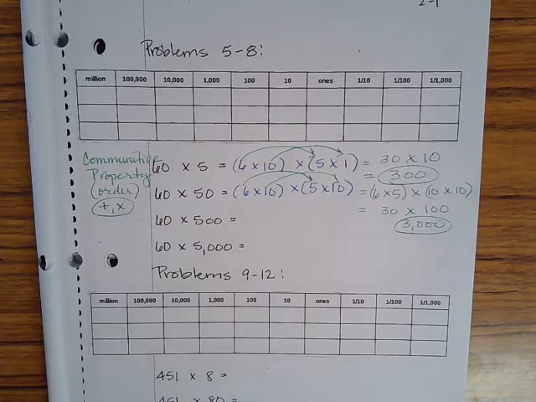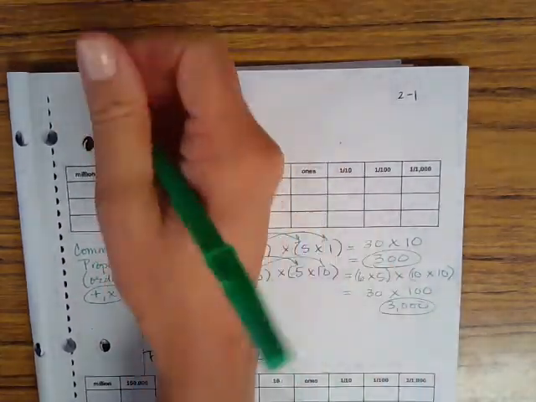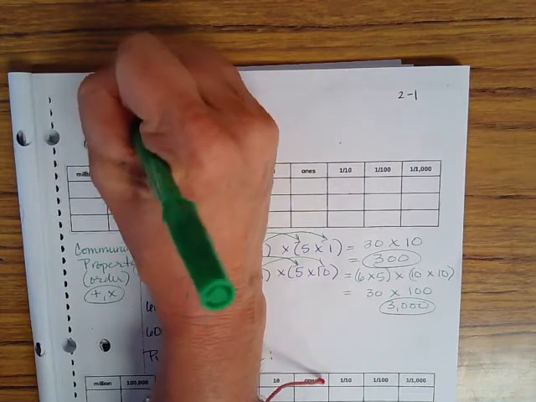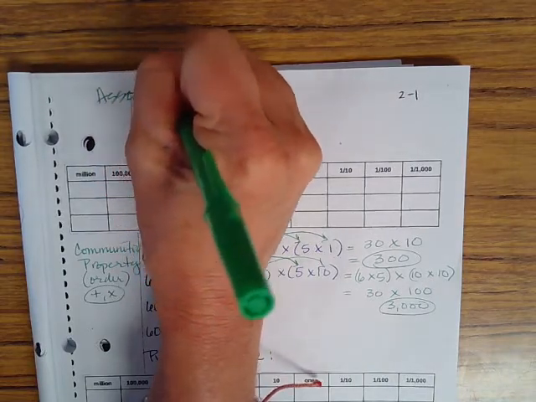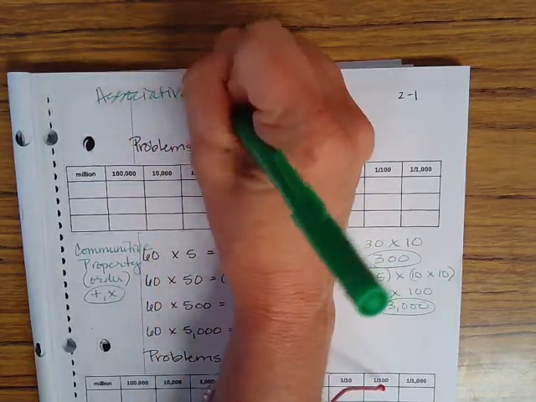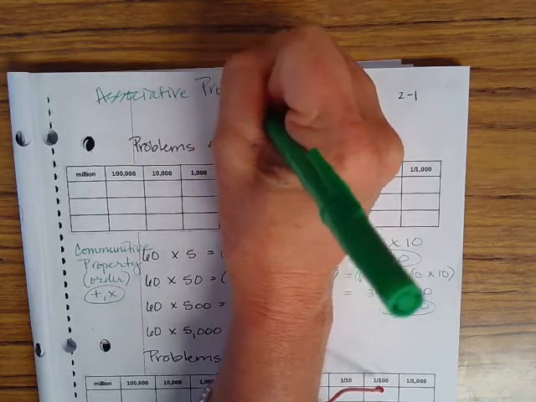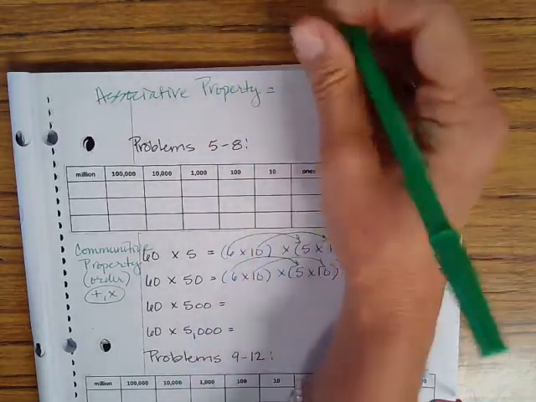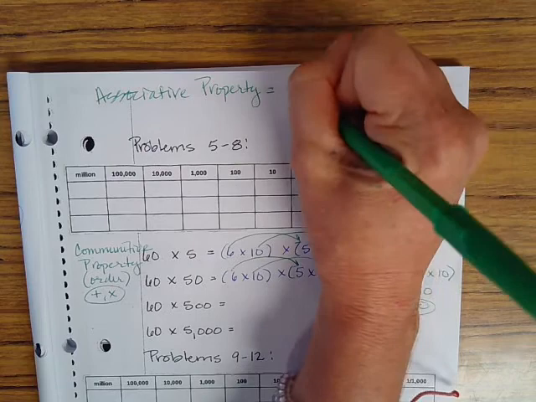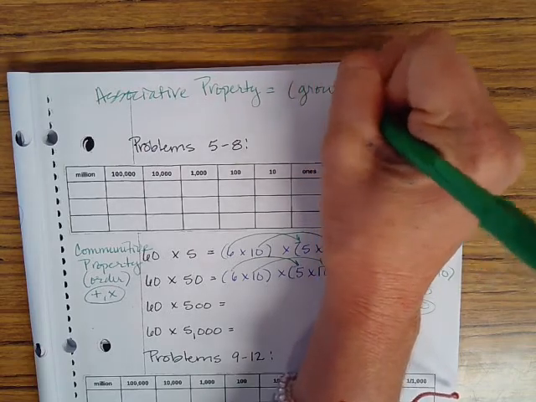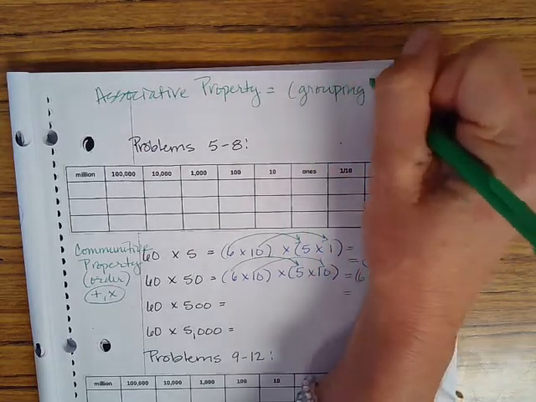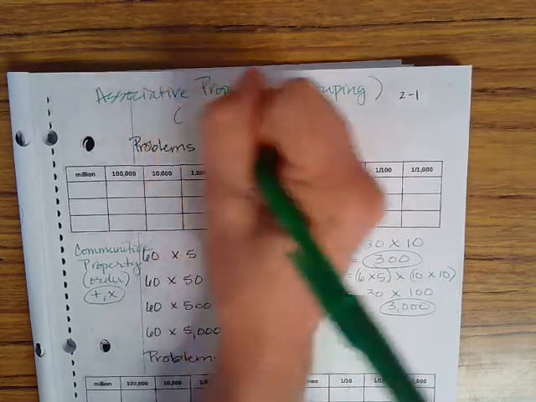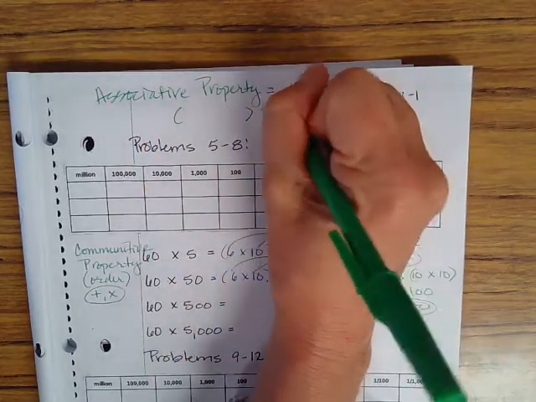But when we group factors differently, we are using the associative property of multiplication. So let's go up here. The associative property says grouping. So it's how you put something together.